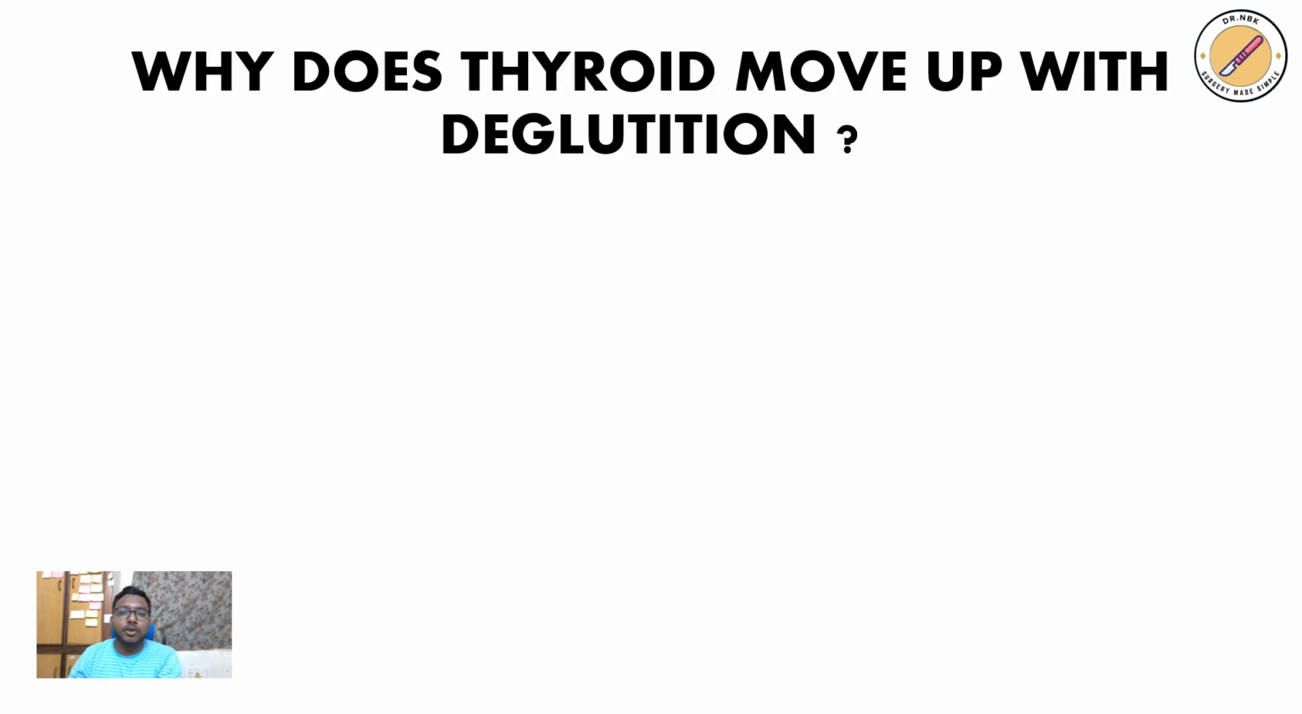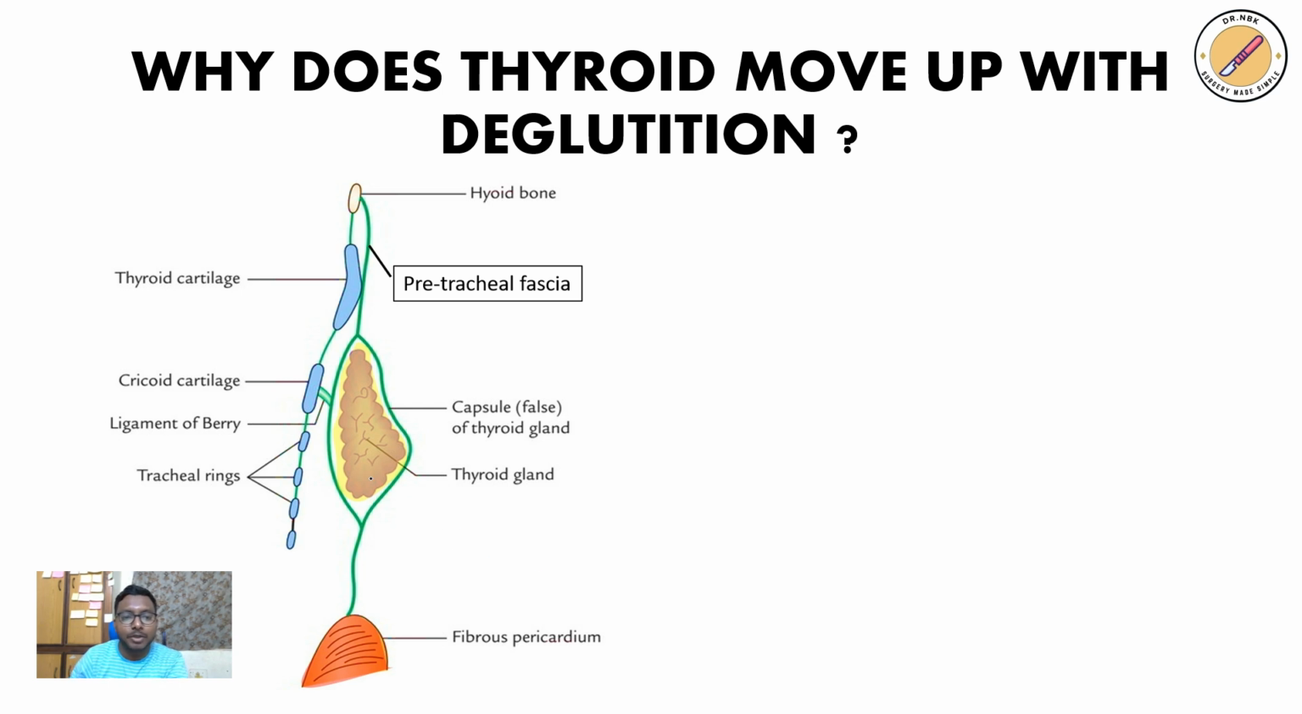Next, coming to the upward movement of the swelling with deglutition, please understand, movement of the swelling with protrusion of the tongue is mentioned only if the swelling is present in the midline in the upper aspect, not in the classical thyroid fossa. So the examiner will ask you, why does the thyroid move up with deglutition? To understand this, we need to look at the anatomy again. Thyroid is enclosed within the pretracheal fascia. So this green color is nothing but the thyroid capsule, which is your pretracheal fascia.